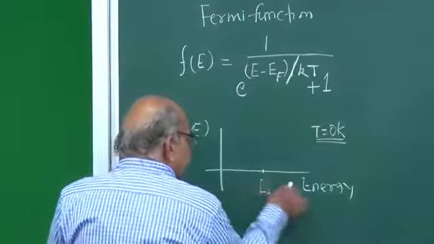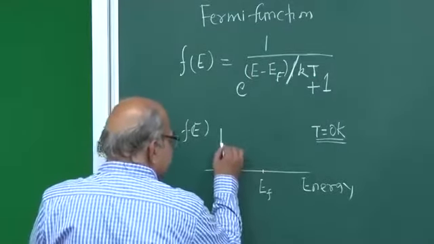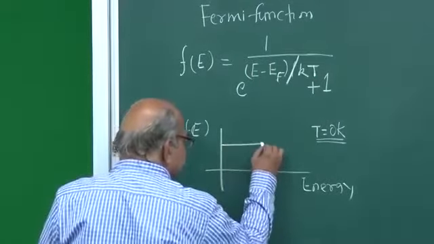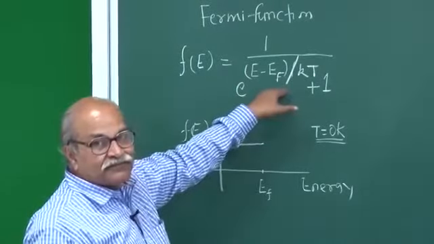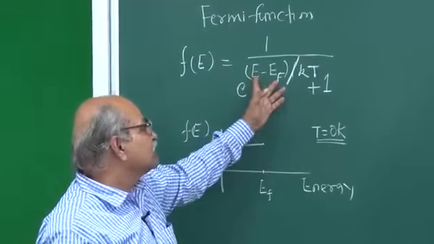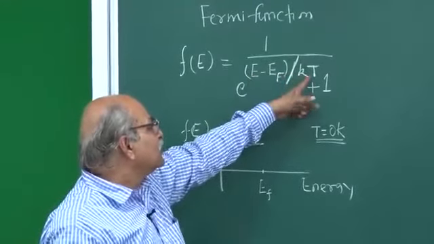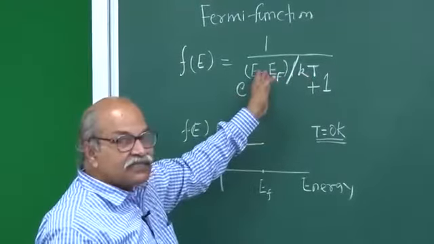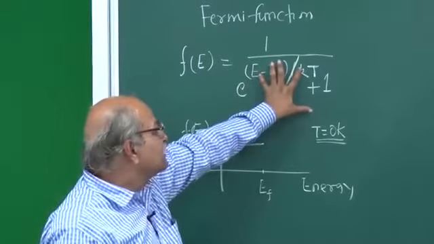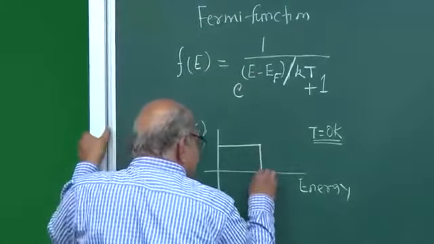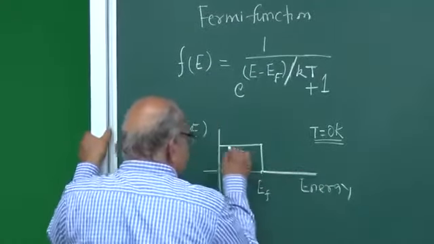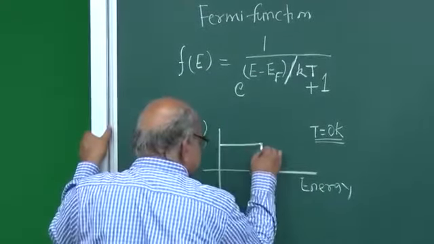So for all energies less than EF, this is 1, and for all energies greater than EF, this quantity is positive, and with T going to 0 this becomes e to the power plus infinity. So the whole thing goes to infinity, and the function goes to 0. So this is a step function.